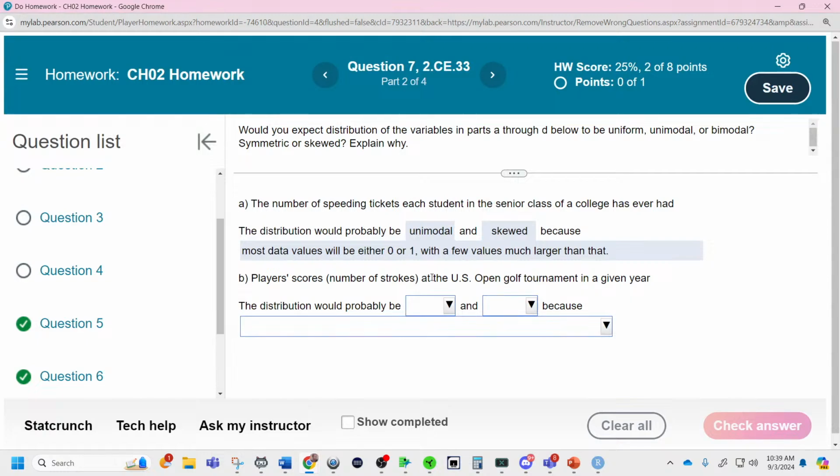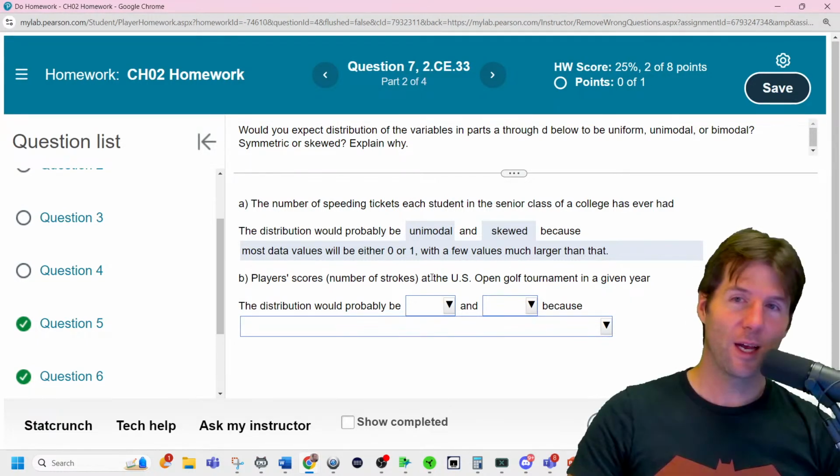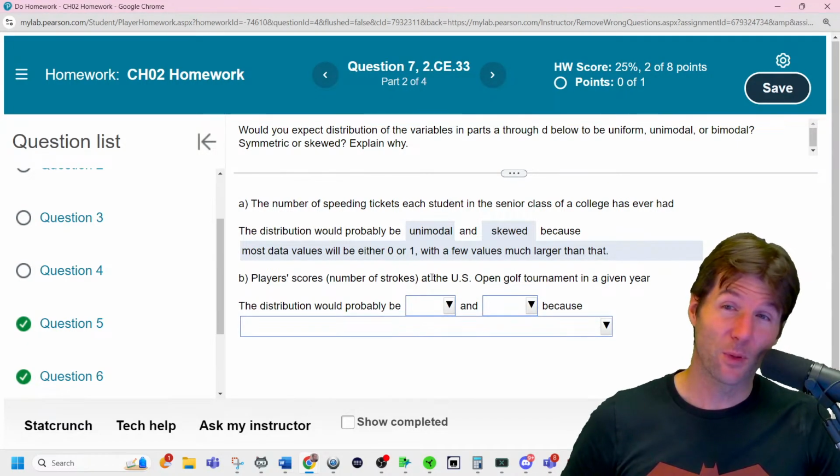The next is players' scores, number of strokes in the U.S. golf. Now, I'll say this one, I hate this one. I'm glad we're doing it here because I'm pretty bad at this.